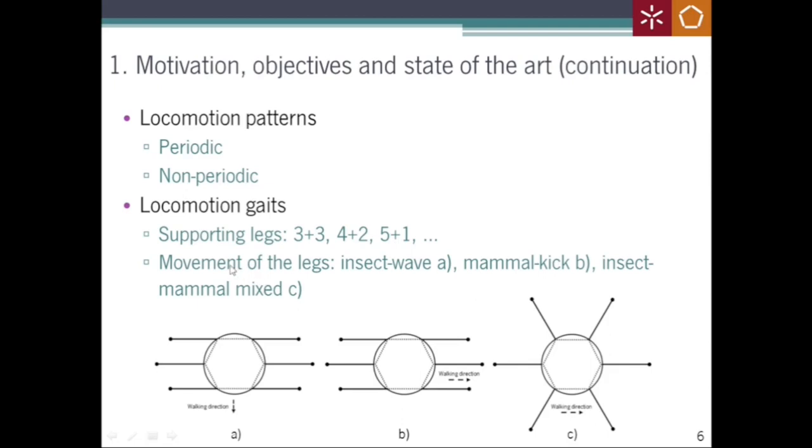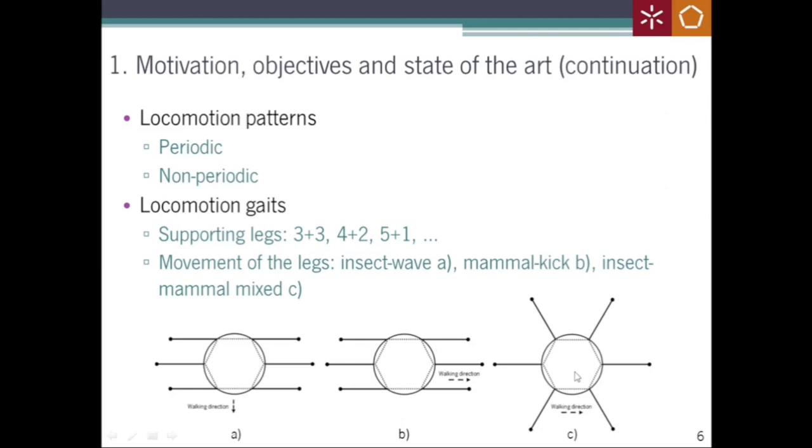And according to the form of movement of the limbs, as you can see in the image presented, if the movement is perpendicular to the limbs, we have an insect wave gait that is common in rectangular hexapods. If the limbs move only in a plane parallel to the direction of locomotion, we have the mammal kick gait, common in rectangular quadrupedal robots. And finally, the combination of the two, a mix, common in omnidirectional circular hexapod robots, and that was the gait chosen for this robot.